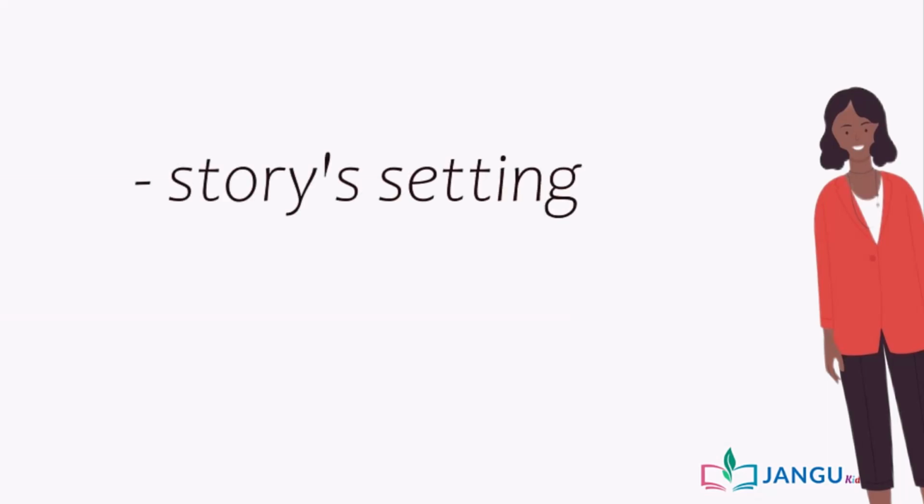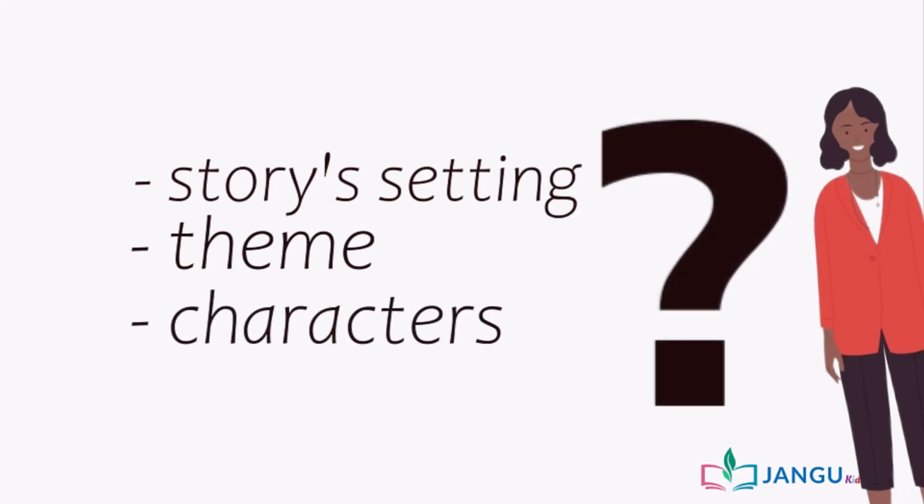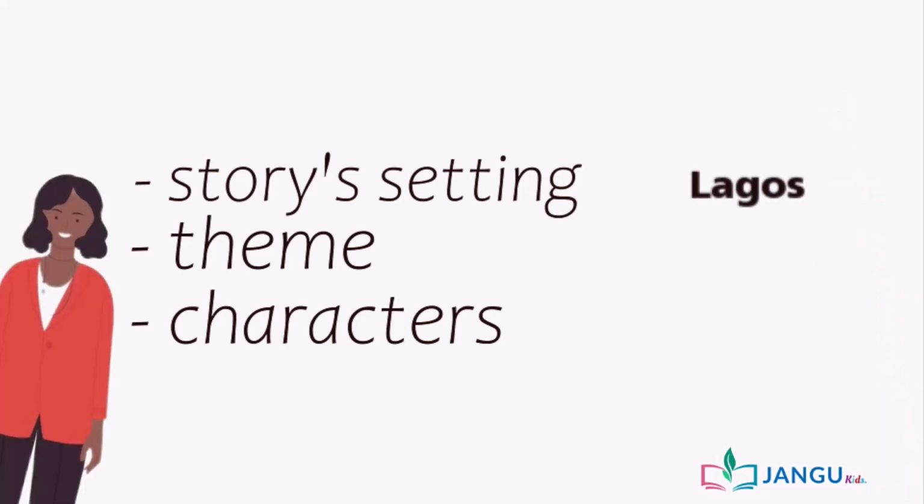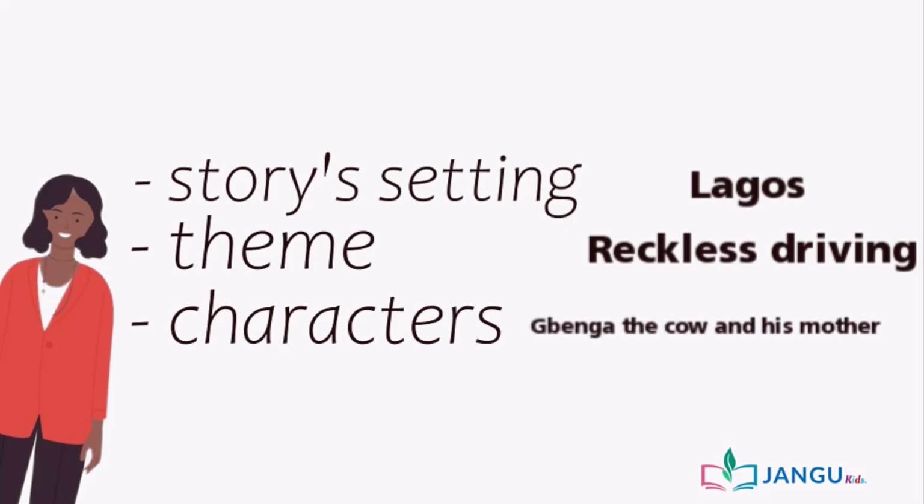Can you pick out the story setting, theme, and characters? Is the setting in America? No. You can see from the story that the events took place in Lagos, so the setting is in Lagos. How about the theme? Which is the main idea of the passage? Don't you think the theme is reckless driving? I mean, it does talk about a careless driver that crashes his car into the lagoon, right? Well, we can say Benga the cow and his mother are the characters as the story is centered around them.